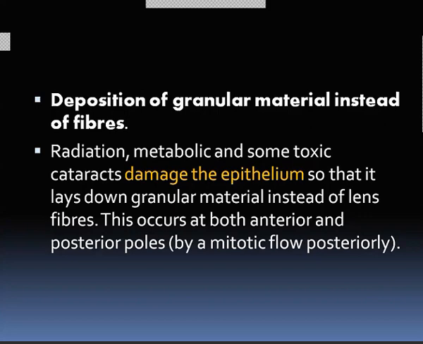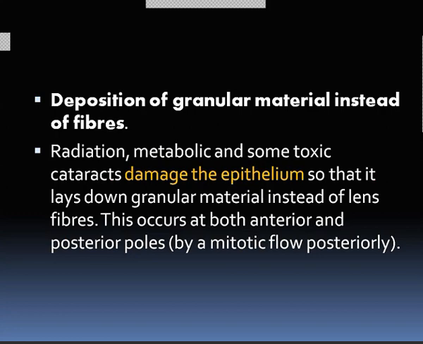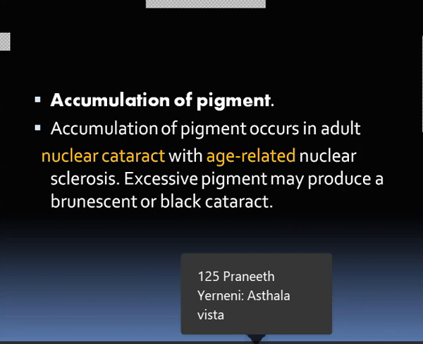It lays down a granular material instead of the lens fibers. So what will happen? Opacification of the lens also occurs in this case. This occurs in both the anterior and the posterior poles by means of the mitotic flow posteriorly. Then accumulation of the granular material is formed. There is another problem, which may be age related.